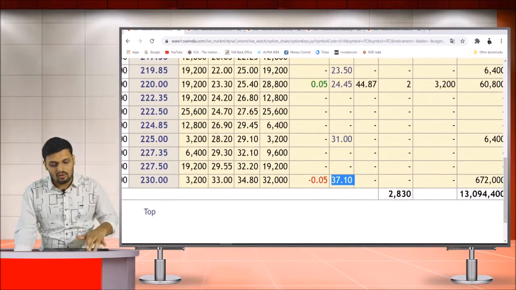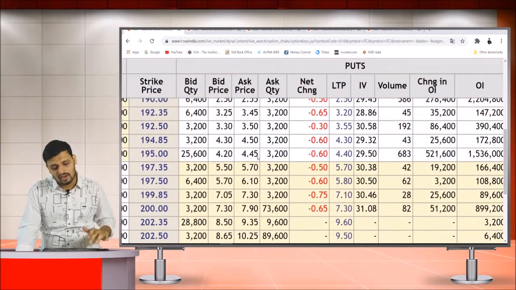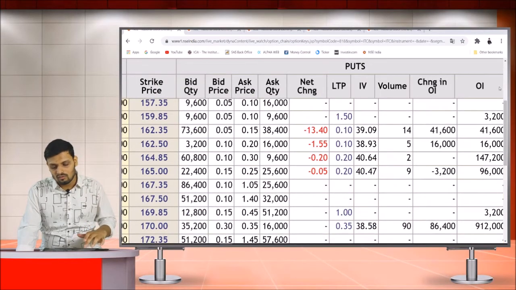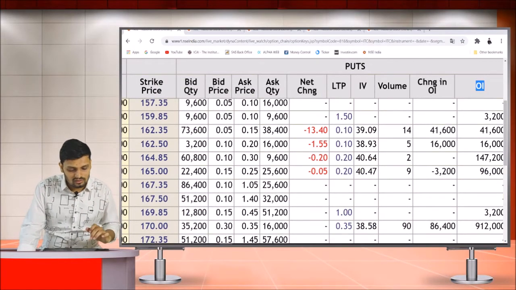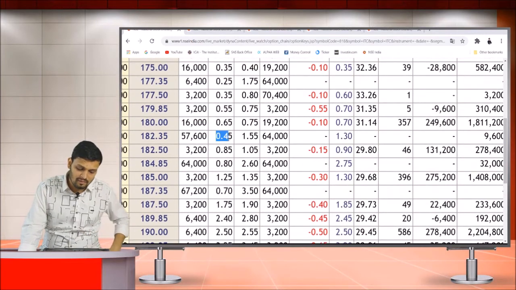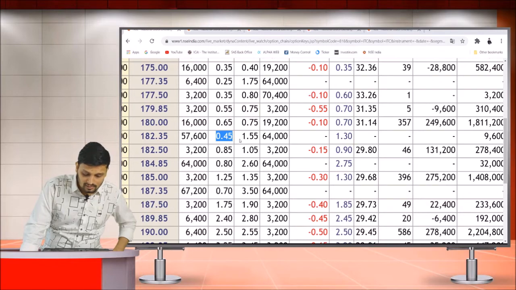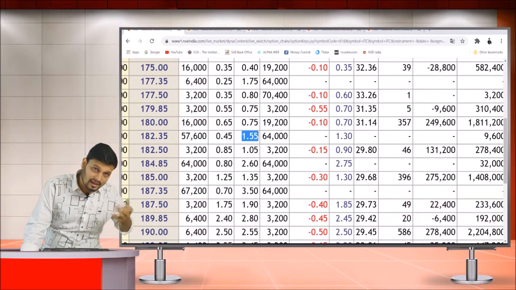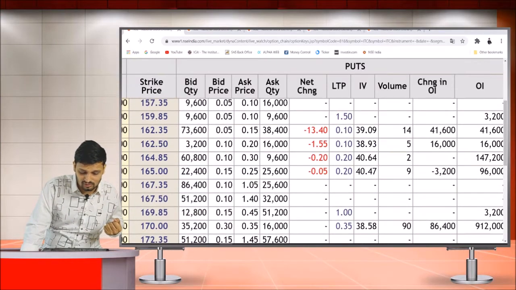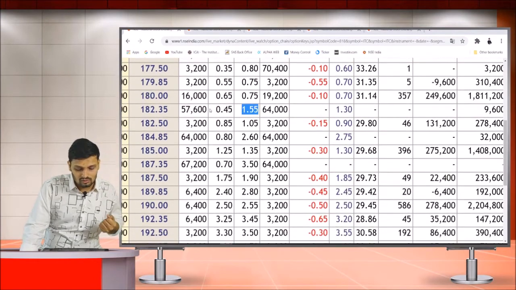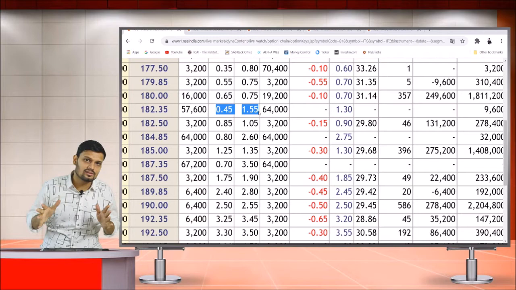So, I hope you understood all these: in the money, at the money, out of the money, what is open interest, what is bid price. The bid price is the premium buyers are willing to pay, but this is the premium sellers are asking from buyers. That is why this is known as ask price. So whenever these are not matching, contracts will not get executed.